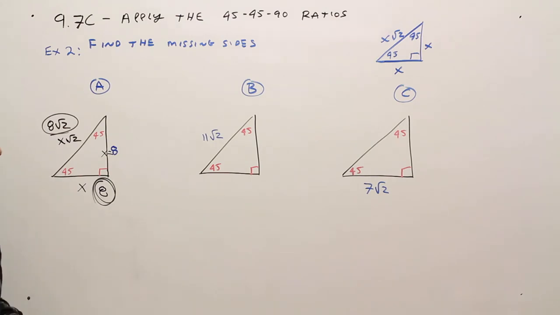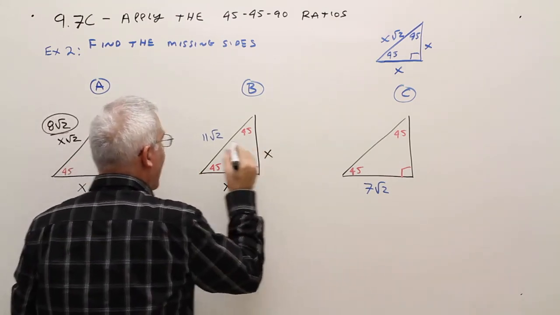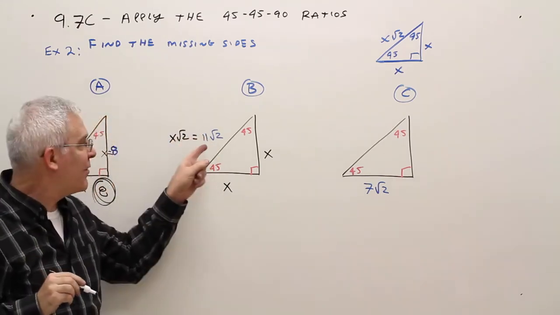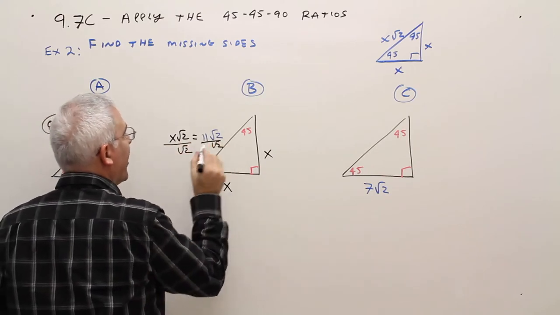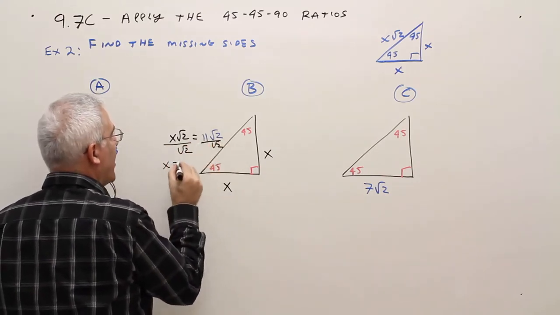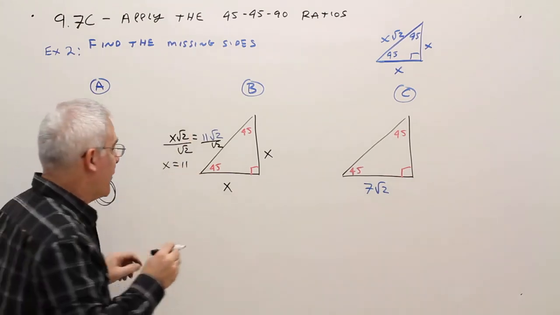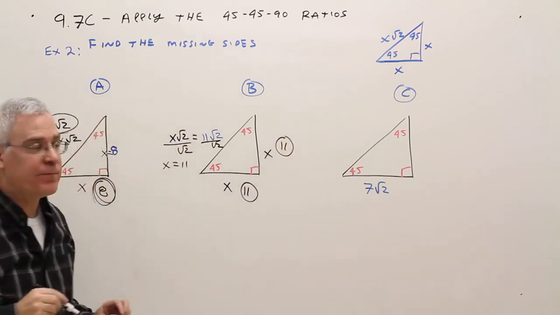So that was easy. Over here, again, let's label x, x, x radical 2. We'll always have an equation. We'll solve it. Divide by radical 2. Divide by radical 2. So I get x equals 11. Don't put 11 here, put 11 where the x's are. So 11 is here, and 11 is there.